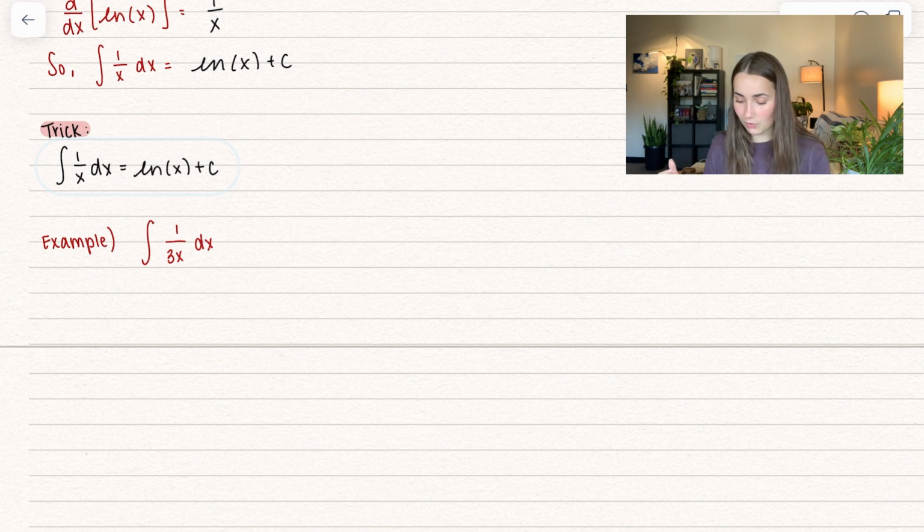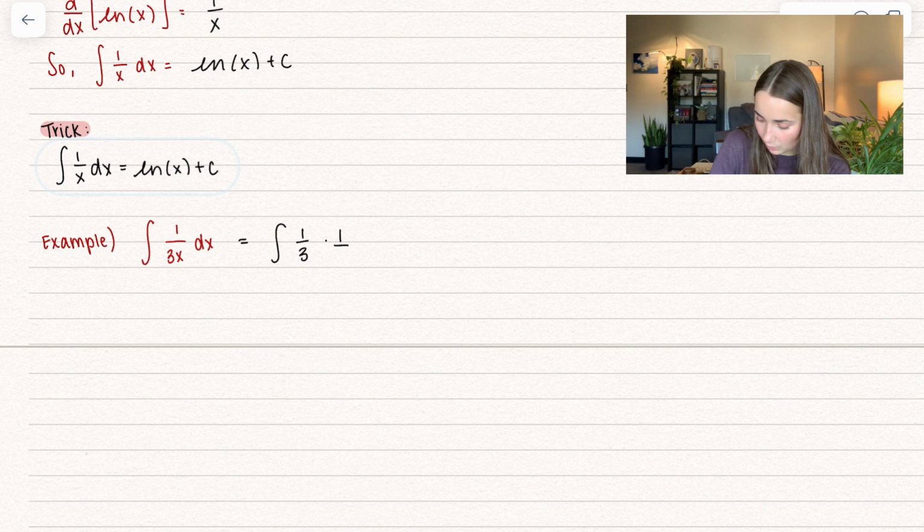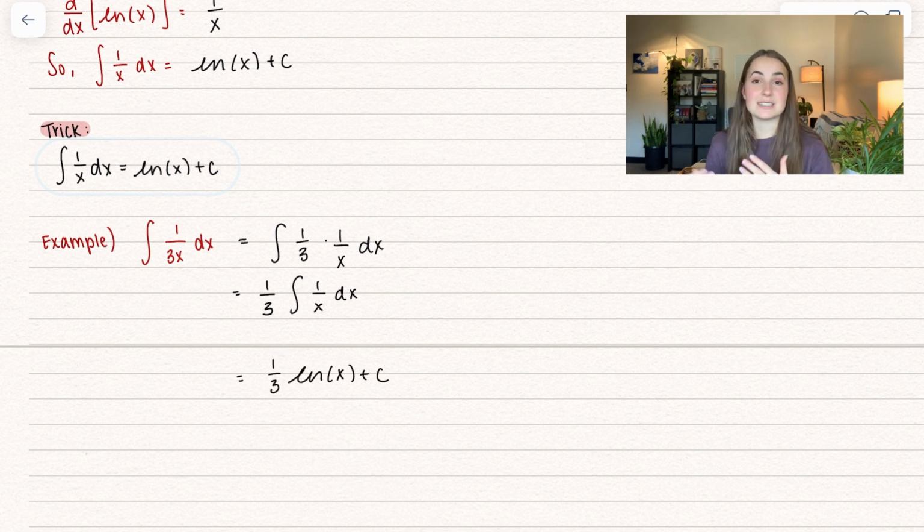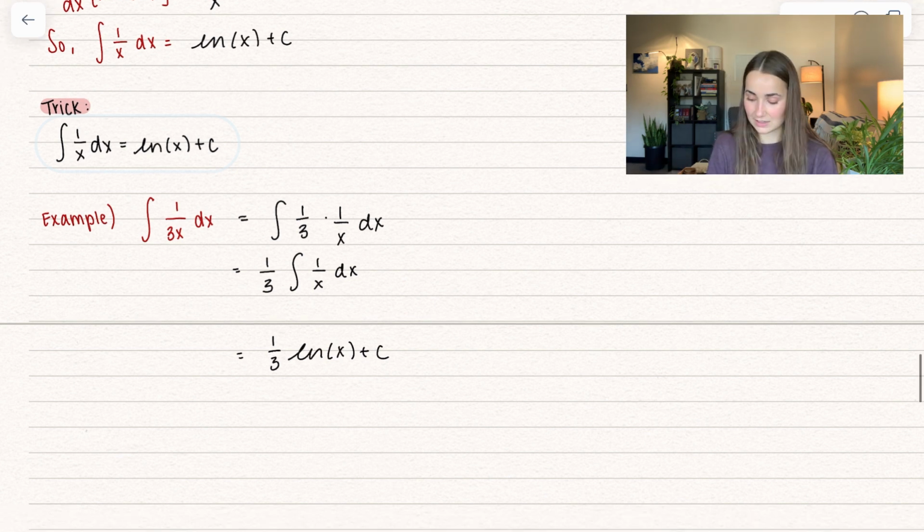So we have the integral of 1 over 3x dx. What we do in this case, if we're thinking, well, that's not 1 over x, we can rewrite this as 1/3 times 1 over x dx. And in this case, that 1/3 is a constant multiple, so we can bring it out. And now we can take the antiderivative. So this becomes 1/3 times the natural log of x plus c. So if you see a scalar attached to it, don't be scared. You can just go ahead and rewrite it and then take the antiderivative.